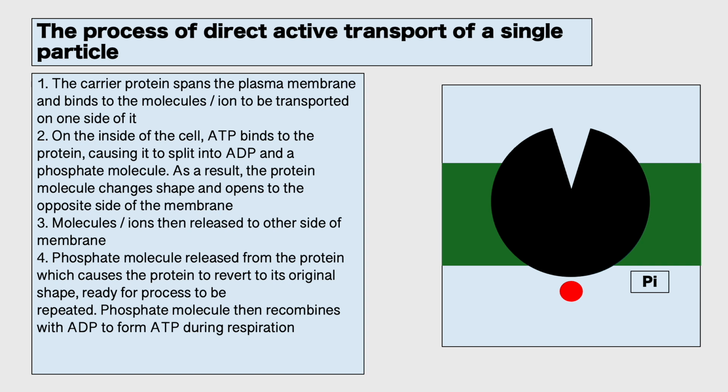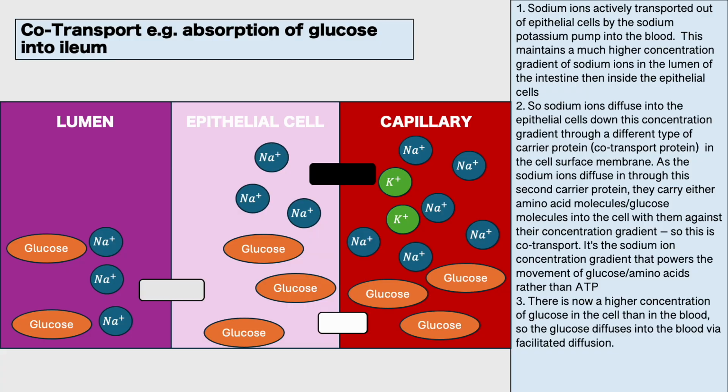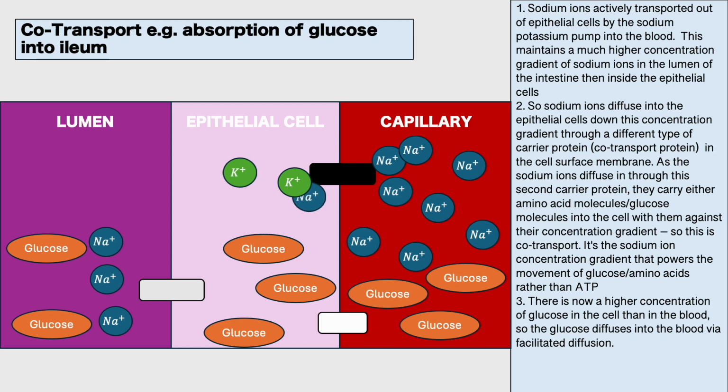A good example of co-transport is the absorption of glucose into the ileum. Step 1, the sodium ions are actively transported out of the epithelial cells by the sodium-potassium pump into the blood. The sodium-potassium pump is a carrier protein which transports sodium ions one way and potassium ions in the opposite direction. This maintains a much higher concentration gradient of sodium ions in the lumen of the intestine than inside the epithelial cells.